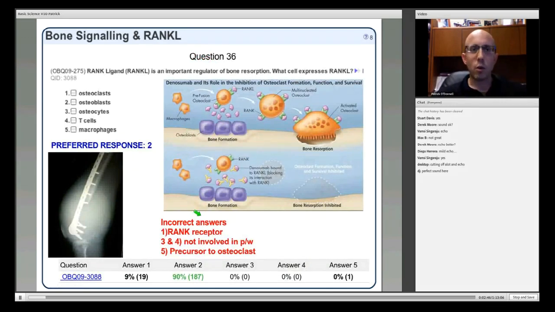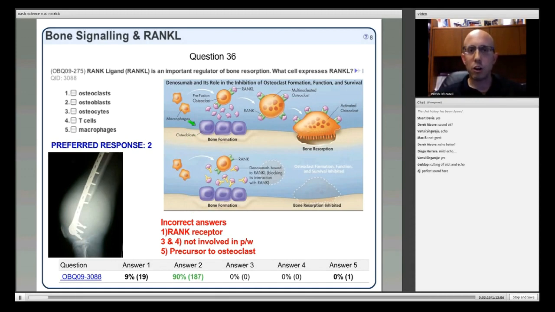So if we go back to the question, RANK ligand is an important regulator of bone resorption. What cell expresses RANK ligand? Well, it's number 2, the osteoblast. It looks like 90% of you got that right, so that's awesome. One thing that's coming down the pipeline in tumor surgery is this new medical therapy called denosumab. You might see this in the next couple of years, so we'll just spend a second on it.